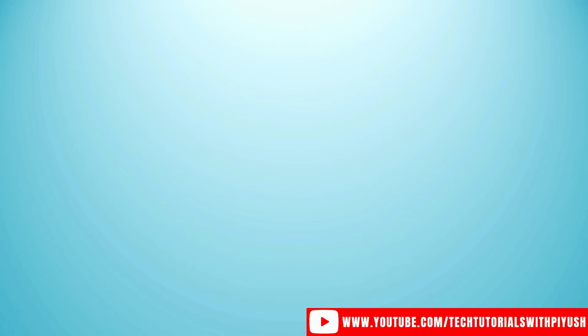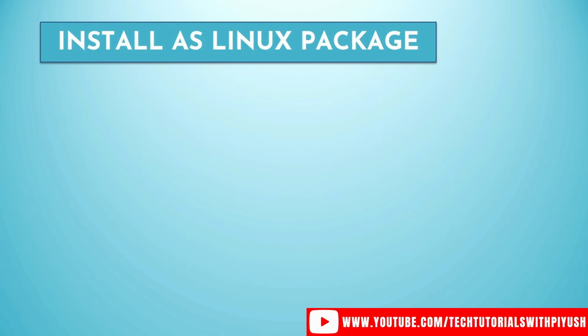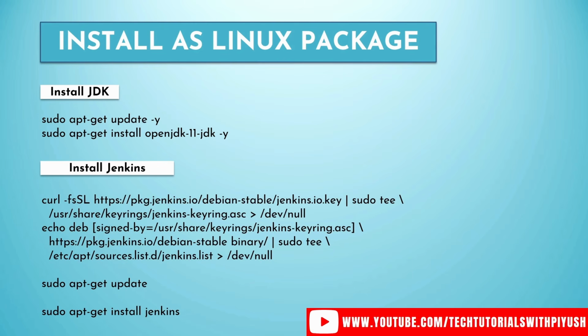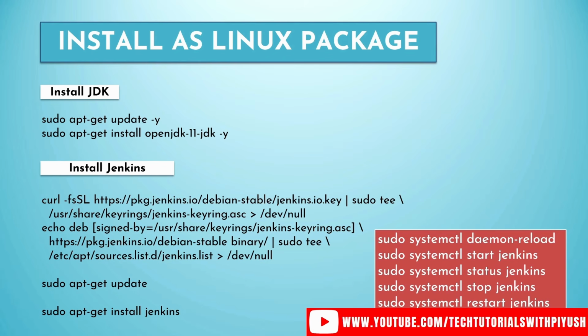Let's have a look at our first option, which is installation as a Linux package. As we discussed earlier, it requires Java version 8 or 11. So we'll first install OpenJDK version 11 on the Ubuntu machine, and then install Jenkins using the below commands. Once it is done, we can use the commands on the right side to start, stop or restart Jenkins, or even check the status of Jenkins.